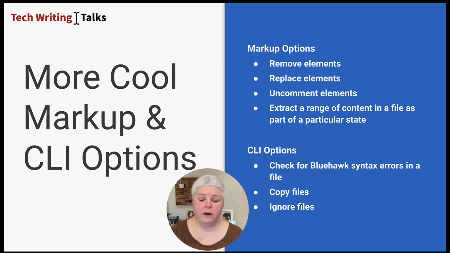Bluehawk has the ability to uncomment elements that you might have needed to comment out so they don't actually execute during the test execution. And Bluehawk can extract a range of content in a file as part of a particular state. We might use this, for example, in tutorials. We might have a start state with a comment that says, to do, write a function that performs an insert in the database. And then you might have a final state that actually shows what that function would look like. So you can use Bluehawk to generate both of those files from the same source file using the state command.